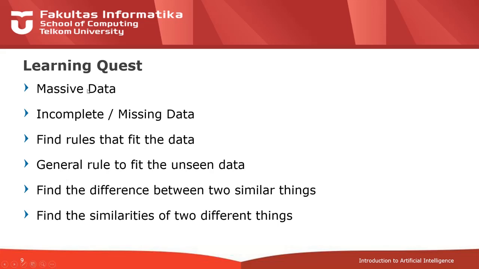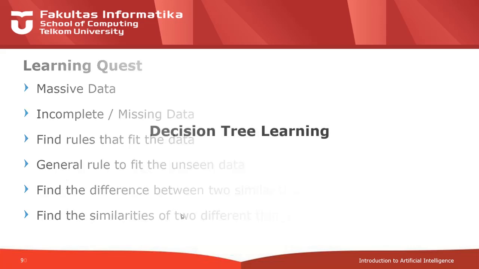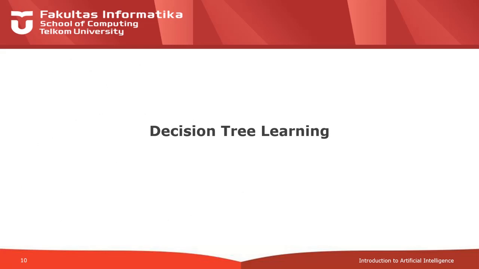So if we have a lot of data, and if we have incomplete or missing data, and we want to find the rules that fit the data, or we want to find the general rule to fit data that are unseen, or we want to find the difference between two similar things, or we want to find the similarities of two different things. So, what is the decision tree learning algorithm?